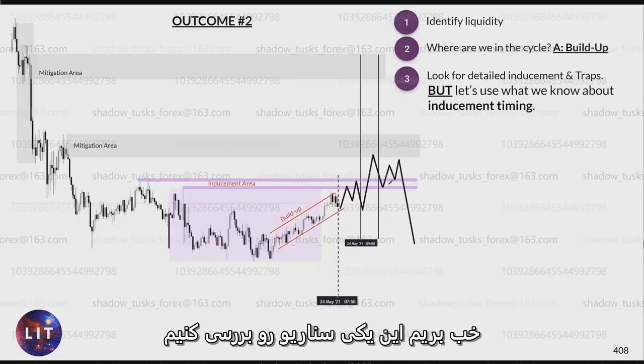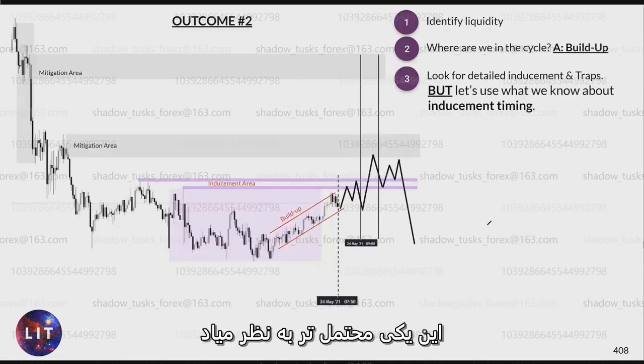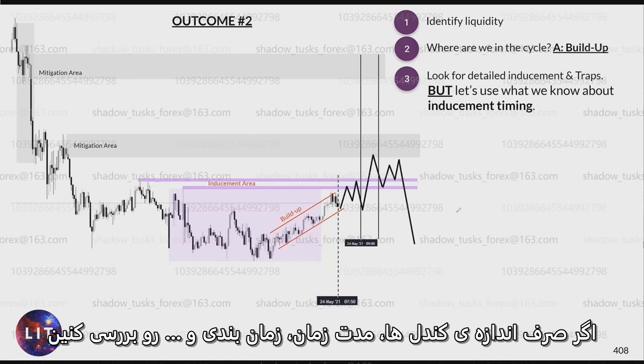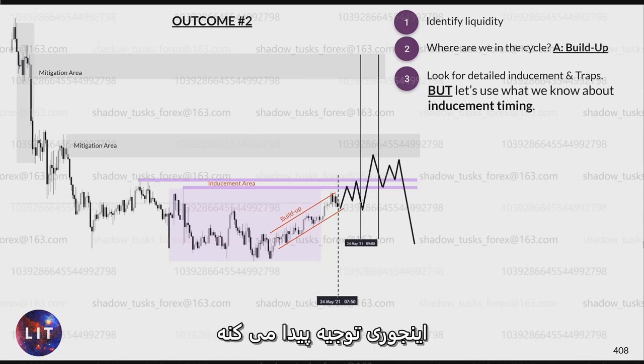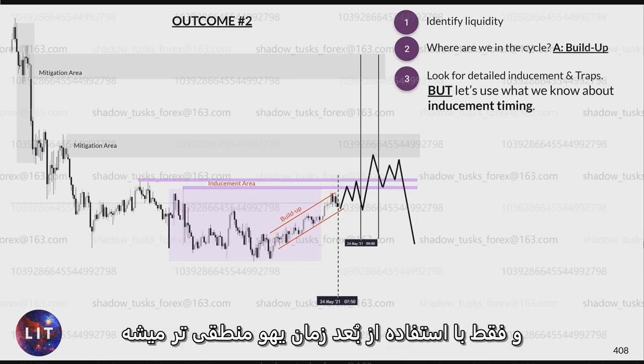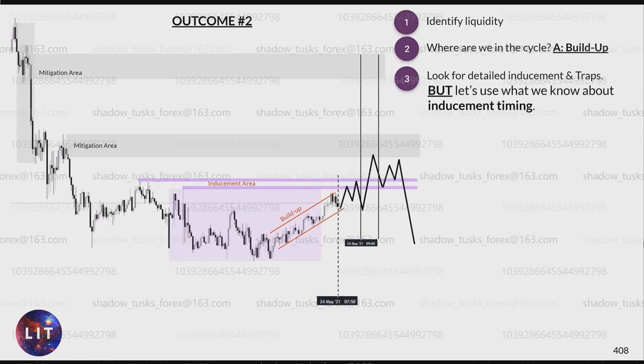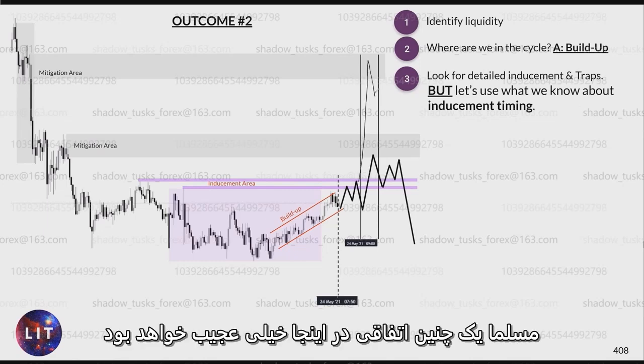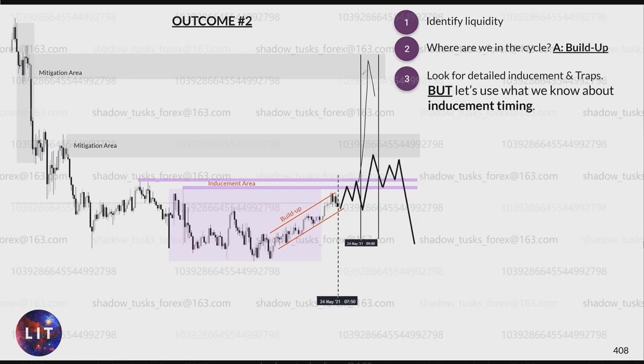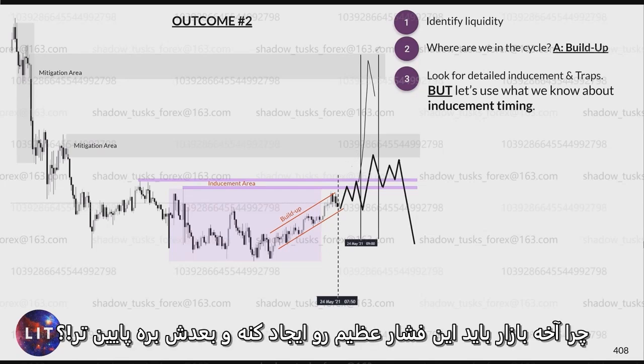So let's look at this scenario. Does this look more like it though? If you just look at the candle sizes, the duration, the timing, would it make sense like this? And that obviously makes out of a sudden more sense just by the timing aspect. Of course, this in here would be just crazy. Why would the market out of nowhere just make this huge push and then go lower?